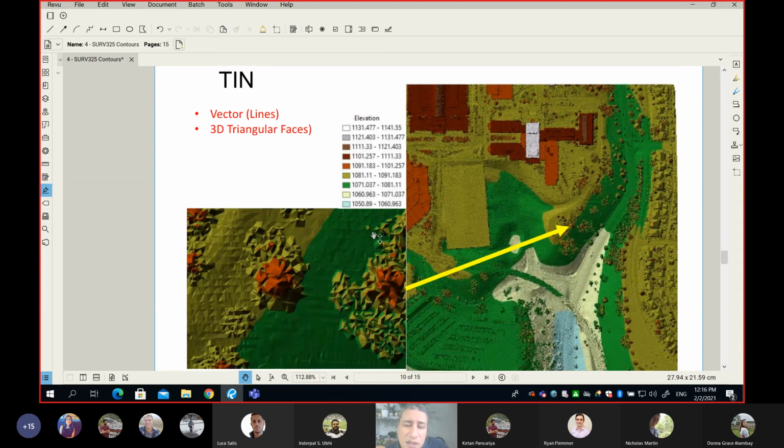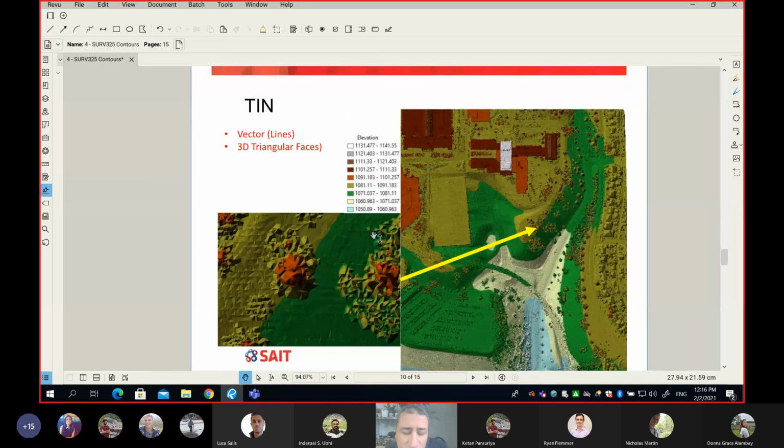Okay, so you can see here, I tried to show you a visualization of what is TIN and what is DEM for now. To do that, what I did is we have data for SAIT. So the picture on the right, this is the southeast corner of SAIT, where this is the soccer field.